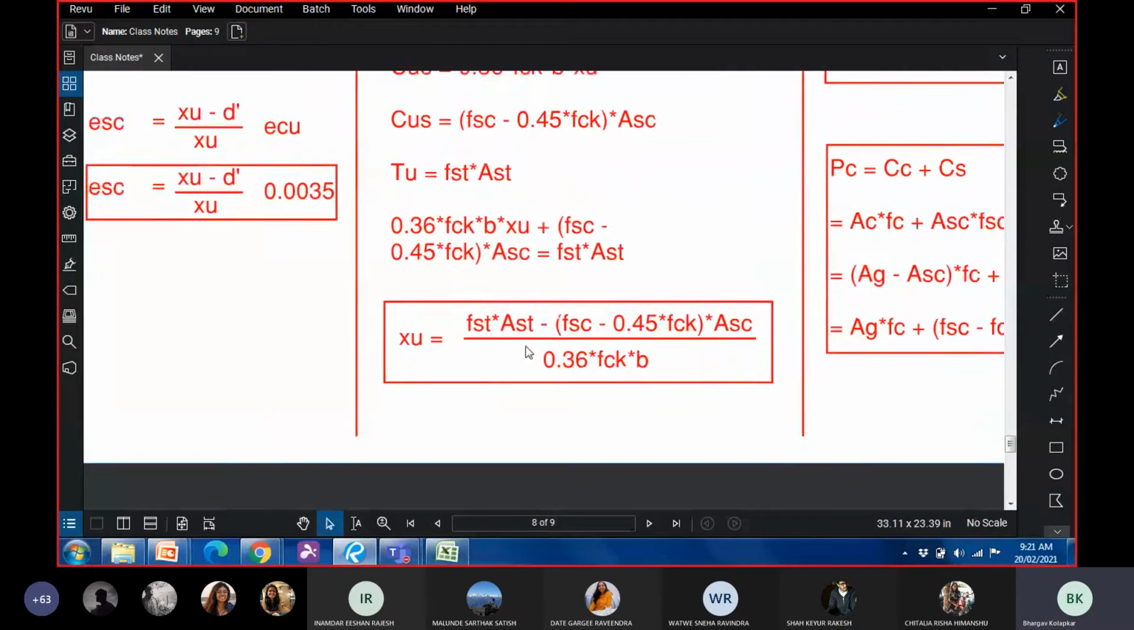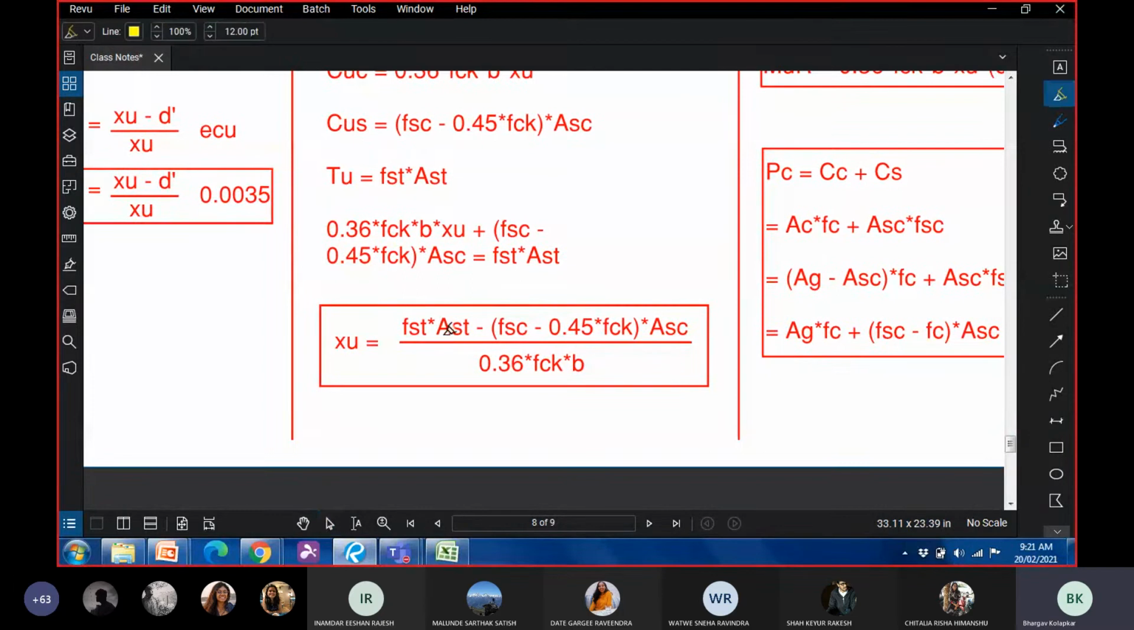If we look at XU, there was only one term before whose value we were not sure about, which was FST. In order to ensure the value of FST, we assumed the section to be under reinforced, and then we found out the value of XU, we compared it with XU max, and if XU was less than XU max, then it was safe to assume that FST is 0.87 FY.